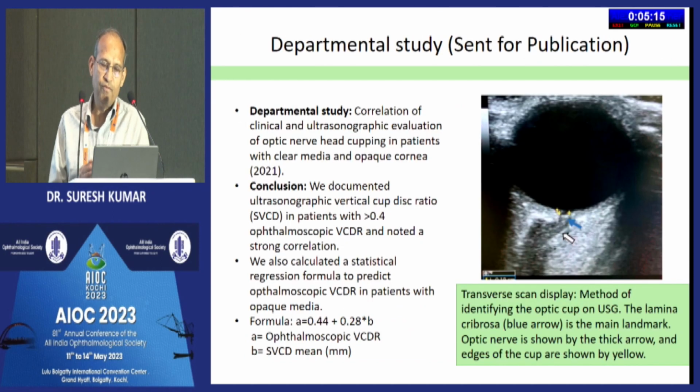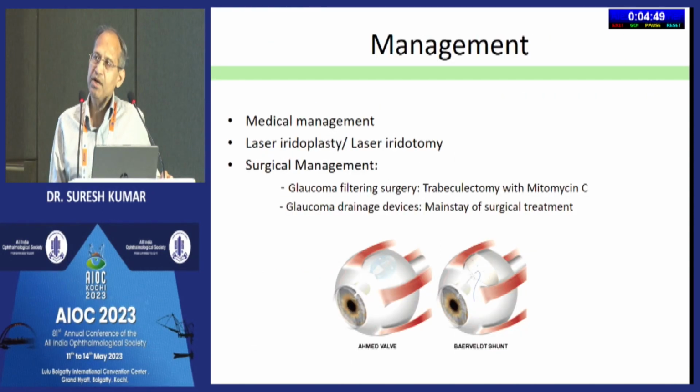So in one of our departmental studies which has been sent for publication, we correlated. We had two groups, one with clear media where the disc was seen with a 90D lens, and in opaque cornea we did ultrasonography, and we found very strong correlations in discs with cup disc ratio more than 0.4. So management is another challenge in these patients.